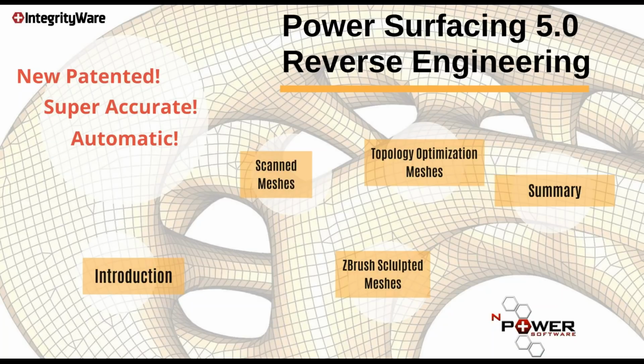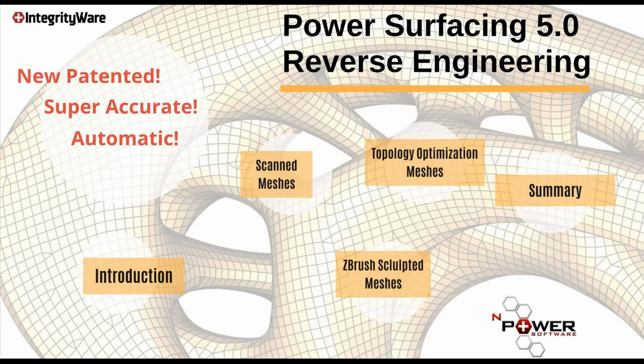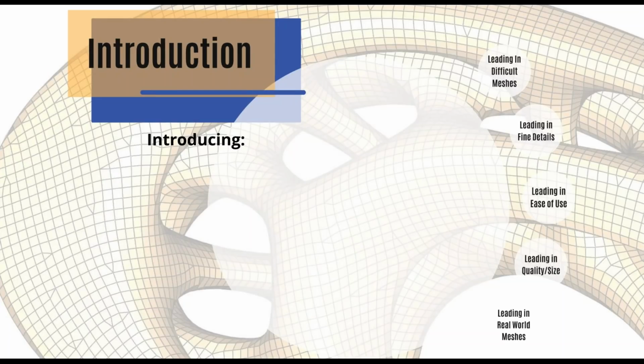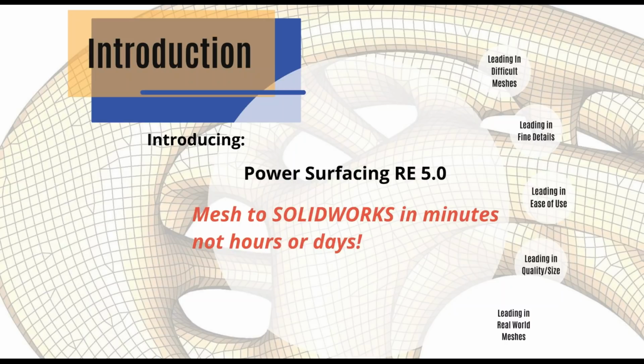We've been working with several customers that do figurines and things like that, as well as ZBrush users who do design. And we've also been working with the Topology Optimization team in SolidWorks. So let me introduce what we have here, give you a quick overview, and then we'll get into some live demos. So this is Power Surfacing 5.0.